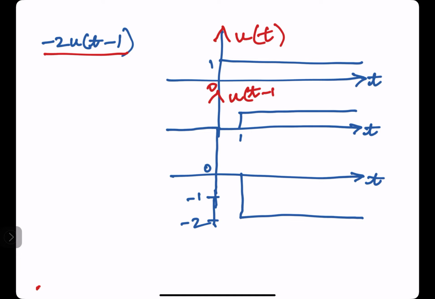Then we need to plot u of t minus 1. So it is shifted by 1 unit. Then we need to multiply the amplitude by minus 2. So here the amplitude of u of t minus 1 is 1, so 1 into minus 2 will give us minus 2 as the amplitude. So this is our resultant signal for minus 2 into u of t minus 1.